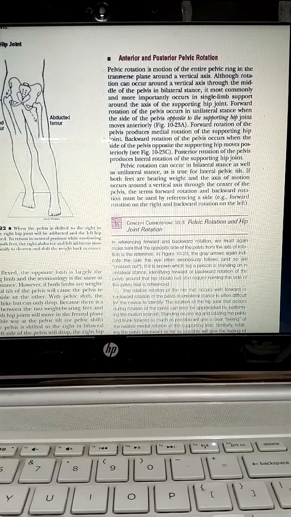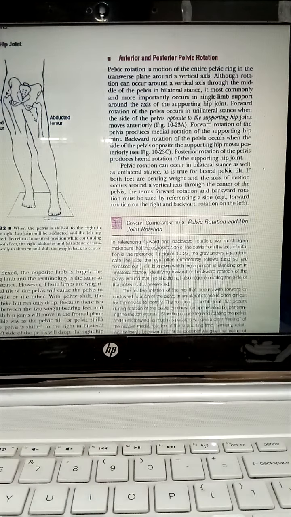Now we will see what happens in the unilateral stance. In unilateral stance, the person tries to step his left leg forward, meaning he is not putting his left leg on the ground, he just tries to step forward, meaning his left leg is in swing phase. At that time, on the left hip your pelvic will go anteriorly, so that is your anterior pelvic rotation.